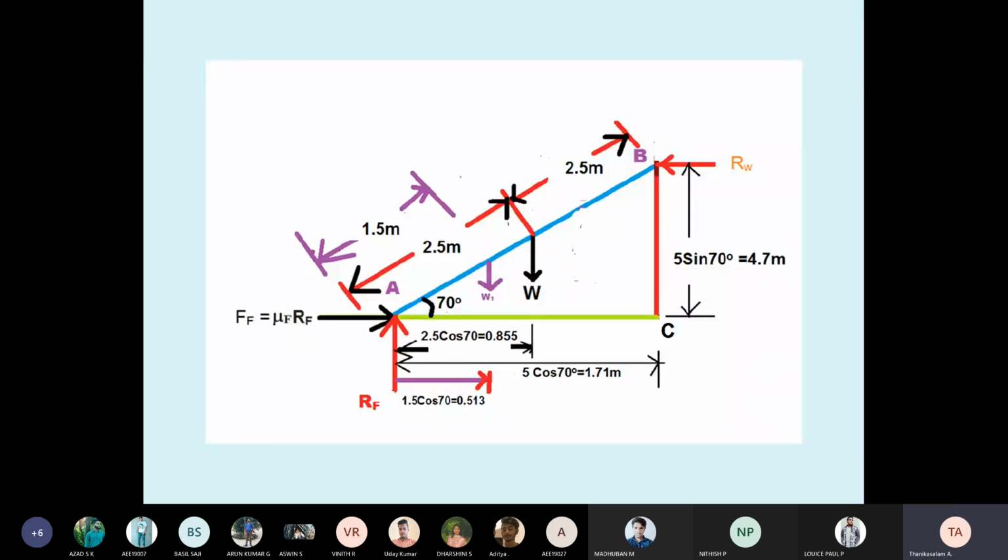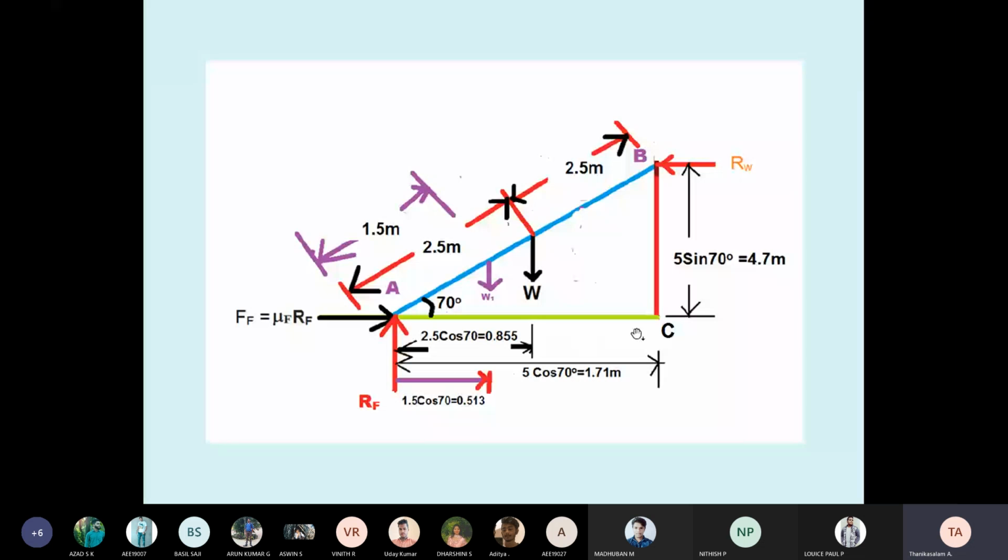Under W1, that is a man standing at what height? 1.5 meter. What is the angle? 70 degree. What is the horizontal distance? 1.5 cos 70. Similarly, the W, generally the ladder weight, acts at the middle of the ladder. What is the middle here? 5 meter, what is the middle? 2.5 meter. Therefore, 2.5 into cos 70 is the horizontal distance. And also you calculate the balance distance. Say horizontal distance 1.71. Here the weight is at 0.855.